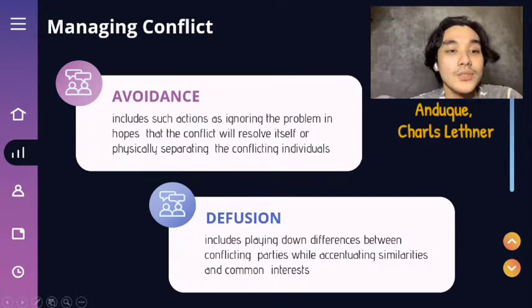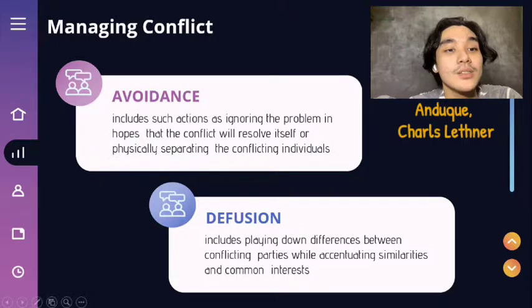So, first is avoidance. This includes such actions as ignoring the problems in the hopes that the conflict will resolve itself, or physically separating the conflicting individuals. This is actually one of the traditional culture.